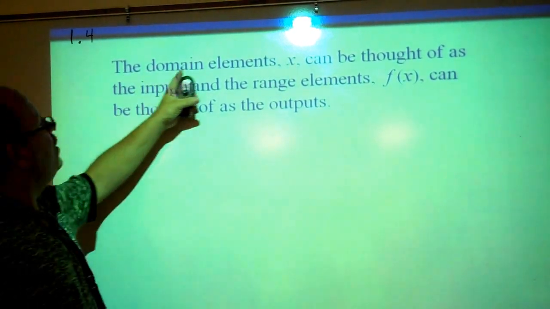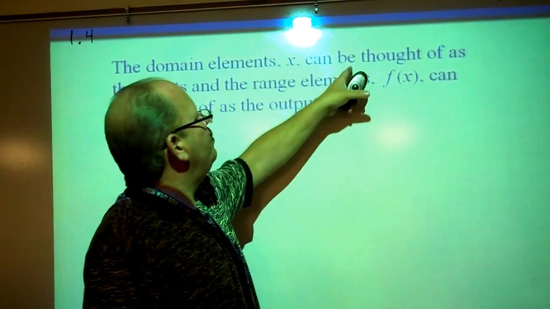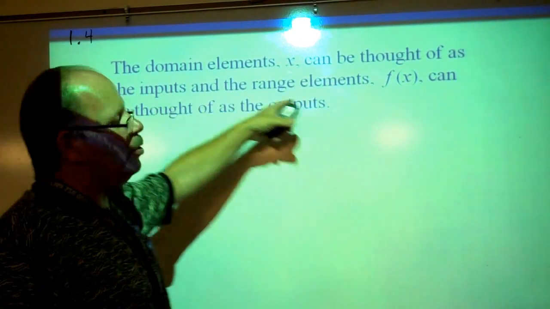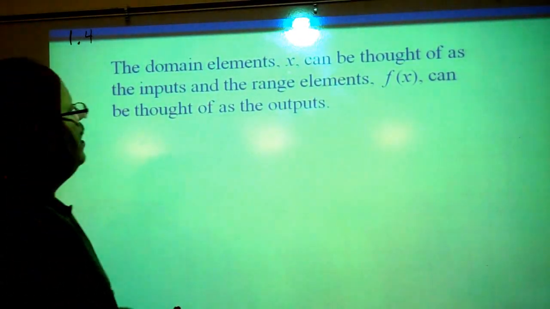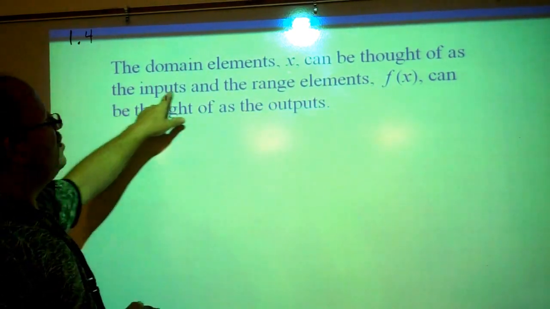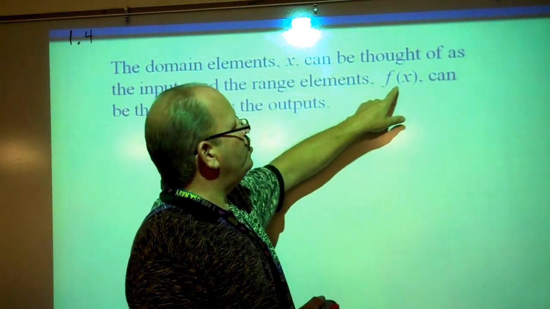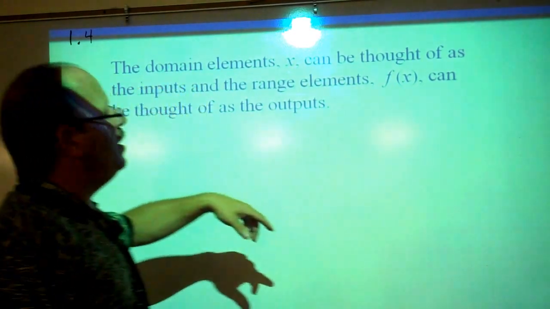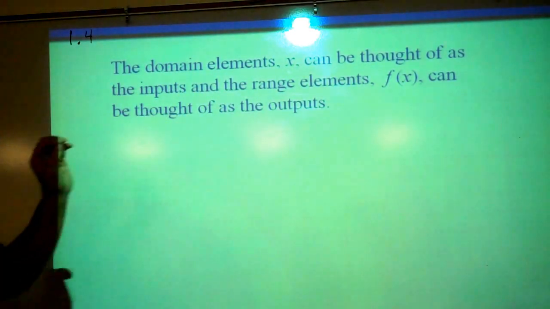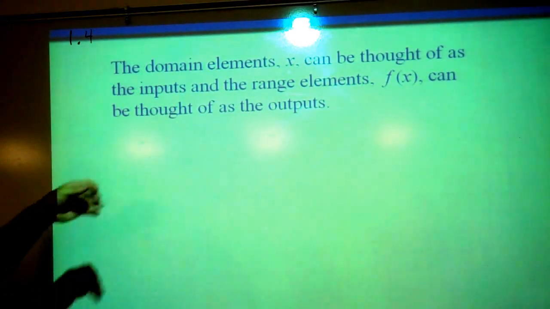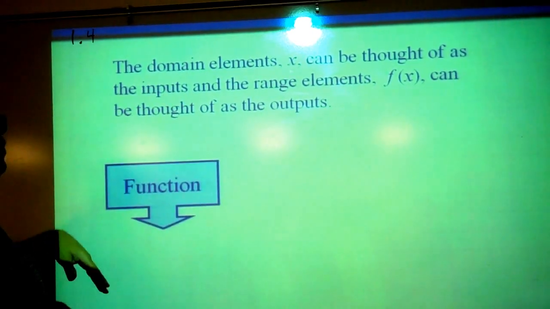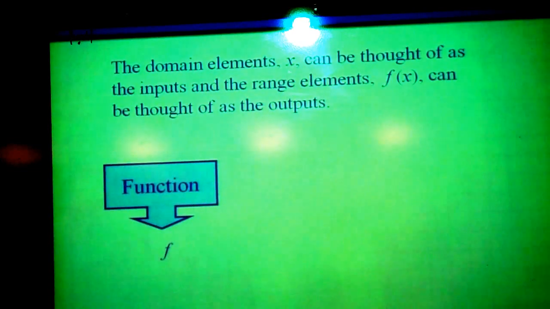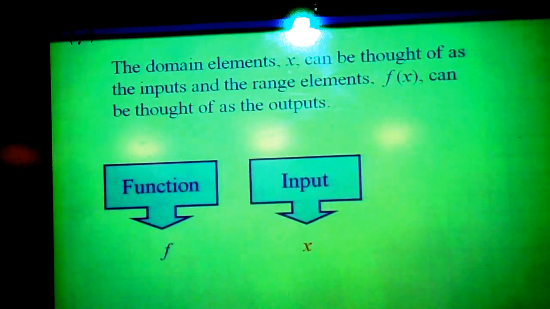The domain elements x can be thought of as the inputs. You put in the x and you get out the y's. You get out the function of x. It's kind of like a candy machine. You put in coins, you get out candy. The domain is the set of inputs, and the range is the set of outputs.